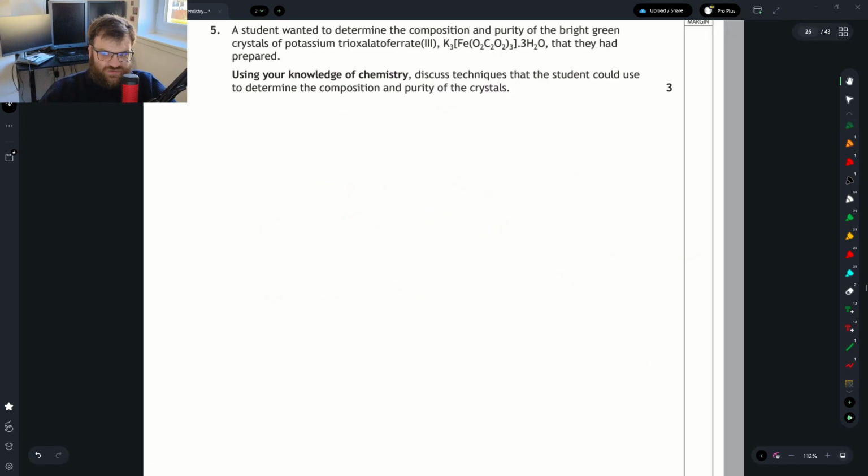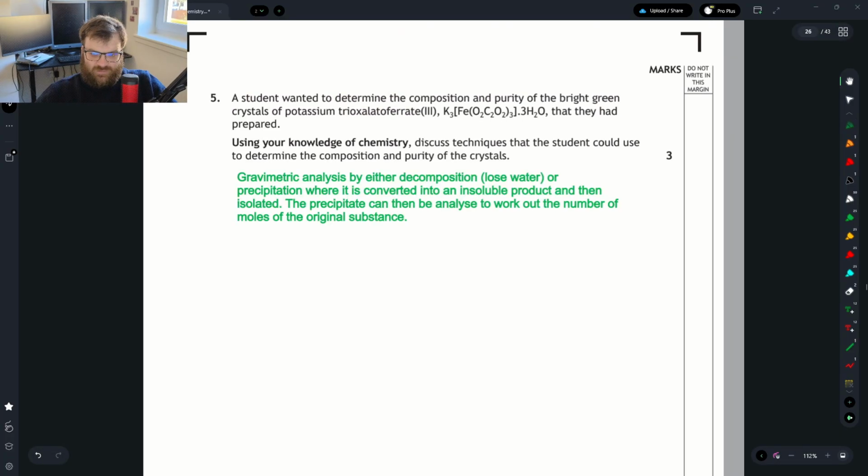Number 5 is our first using our knowledge of chemistry question. We're asked about composition and purity of this chemical. One option would be to carry out gravimetric analysis. We could heat it up and it would lose the 3 moles of water, and we could verify that that value matches up to what we'd expect. Precipitation, we turn it into an insoluble product, separate that off, measure the mass of that, and again we can work it back to say, well, we added this much of our chemical, and then that would correspond to a certain number of moles of our original chemical.